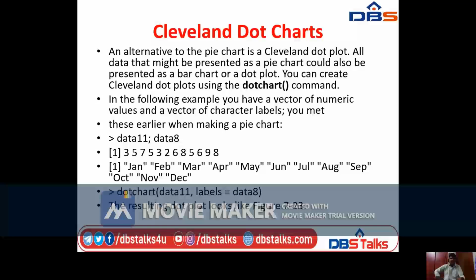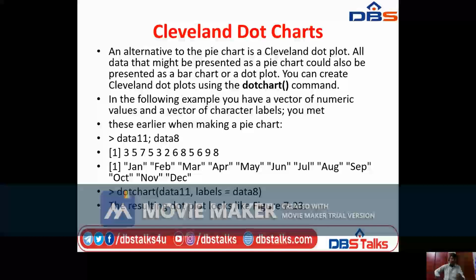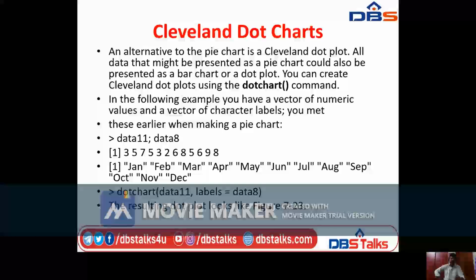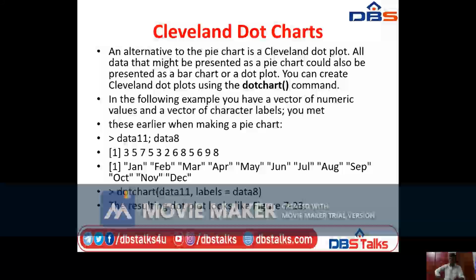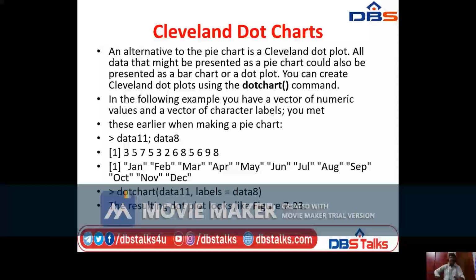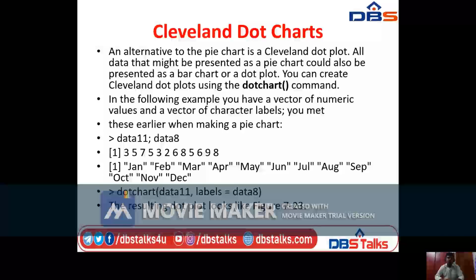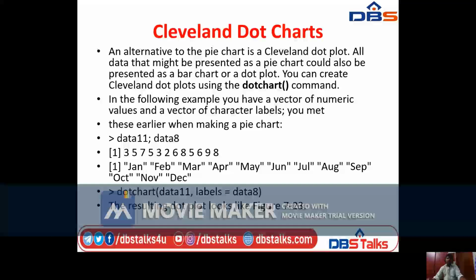In the following example, we are taking a numerical vector and the character labels, here data 8 and data 11. Already in the previous pie chart example we took the same thing, data 11 as well as data 8. Data 11 contains a set of numerical values and data 8 contains a set of characters, that means a set of strings or names. Now here we are taking the example dot chart of data 11, comma, labels equals data 8.